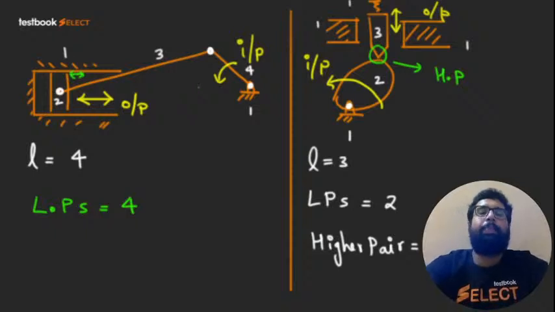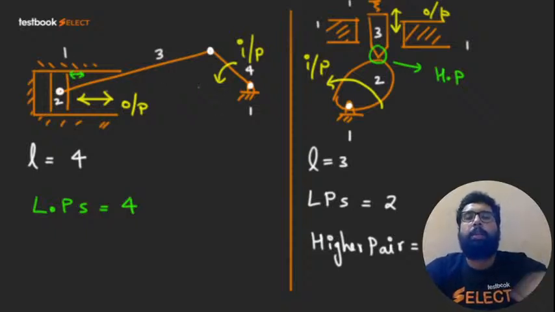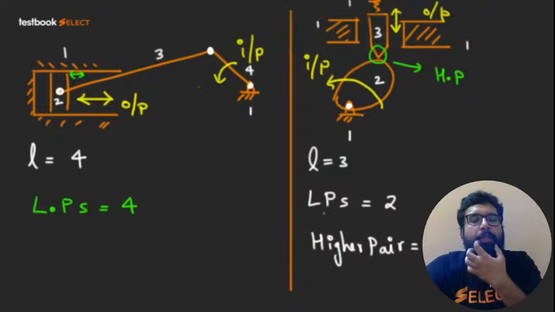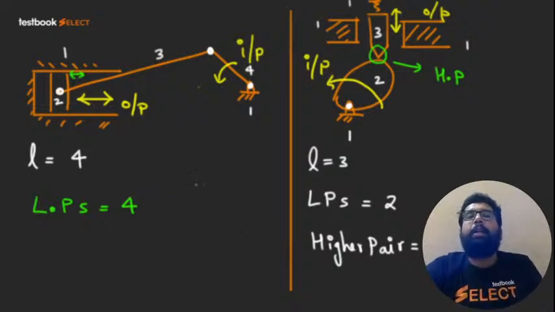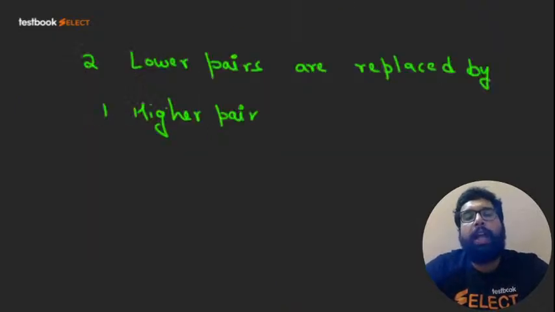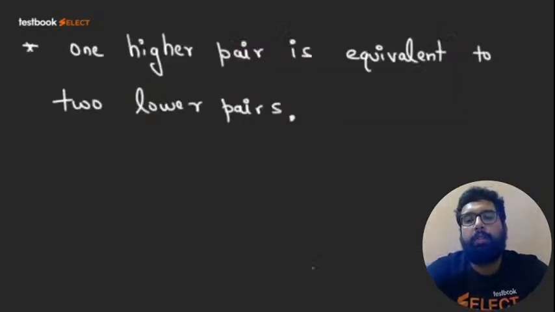See here, please see here. In mechanism 1, we are changing rotation to reciprocation. In mechanism 2 also we are changing rotation to reciprocation. In mechanism 1 we were using 4 links, 4 lower pairs. In mechanism 2 we are using 3 links, 2 lower pairs and 1 higher pair. So for the same kinematic input to output conversion, 1 higher pair is doing the work of 2 lower pairs. I hope this statement is also justified to you.